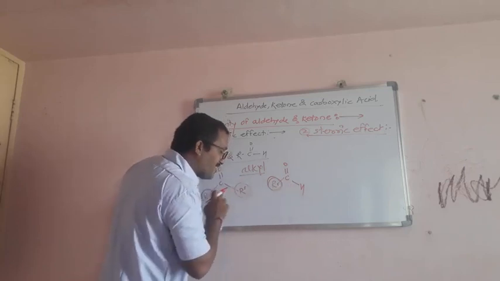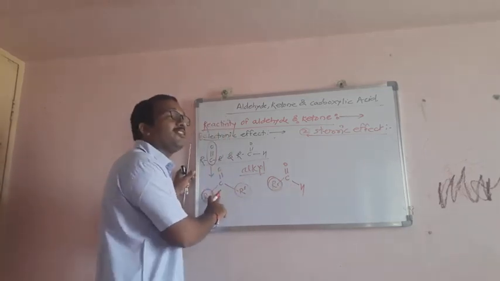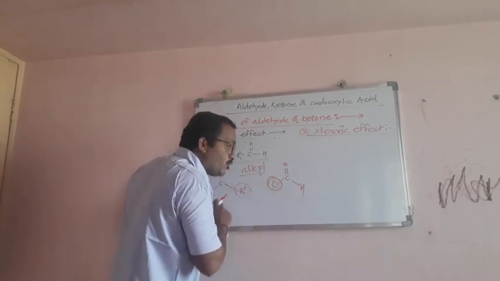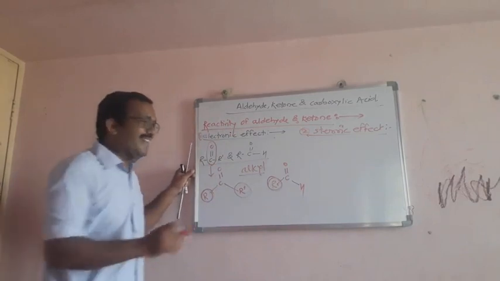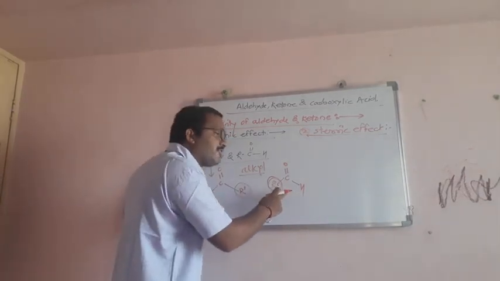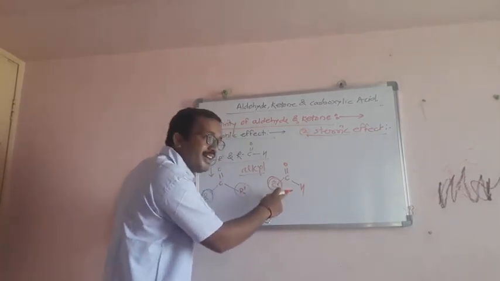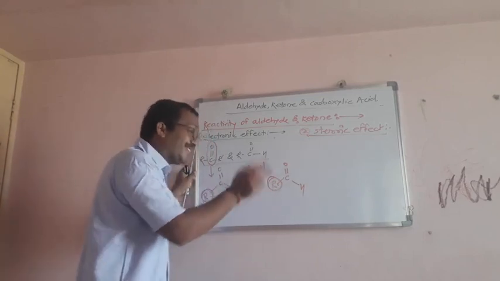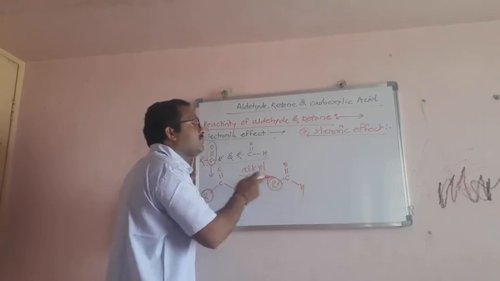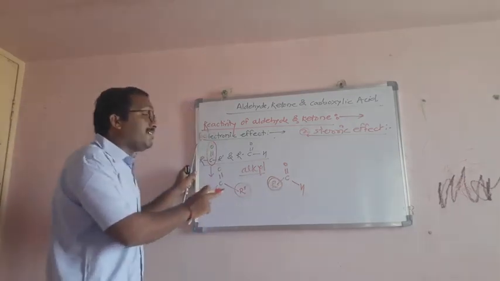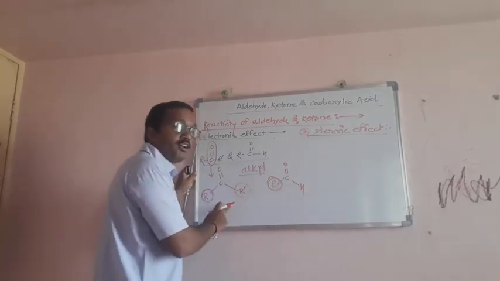The positive polarity of the ketone goes on increasing, while in the aldehyde the positive polarity goes on decreasing. It means the electronegativity of the aldehydic functional group goes on increasing as compared to the ketone. That is why the aldehyde is more reactive than a ketone.